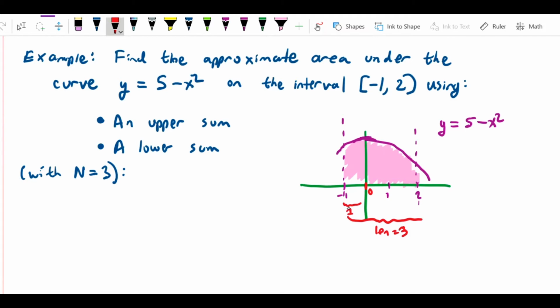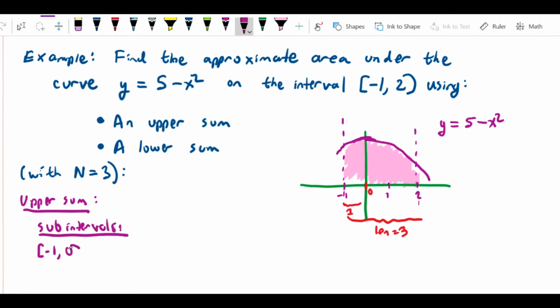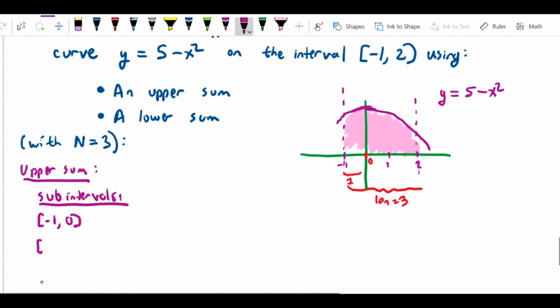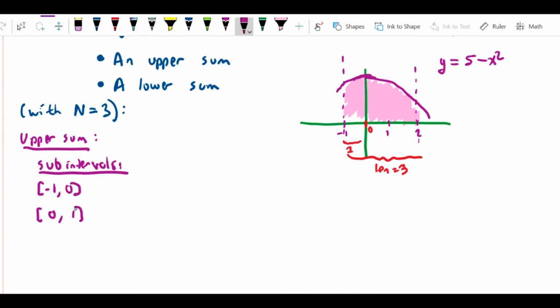All right, so for the upper sum, we want to choose the highest point in each subinterval. Let's write out the subintervals. The subintervals are negative 1 to 0, 0 to 1, and 1 to 2.